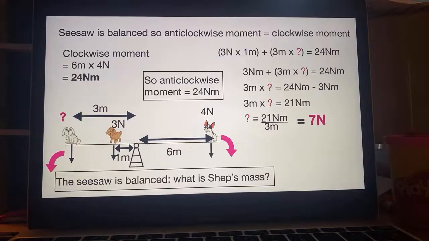Yay! So the answer is 7 newtons. Yay! But it's not, is it? Ah, because they were looking for the mass.